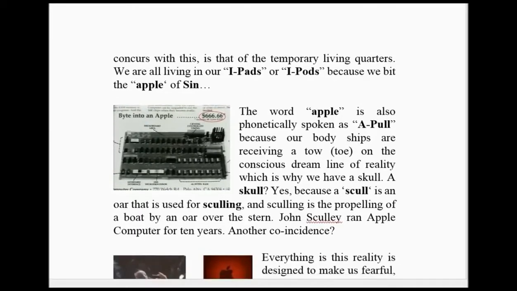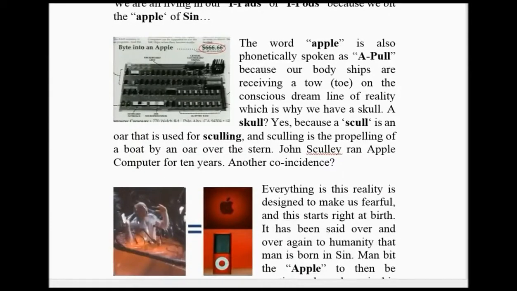The definition of pad that concurs with this is that of temporary living quarters. We're all living on our iPads or iPods because we bit the apple of sin. Now you see here on the left that the original Apple computer sold for $666.66. Not a coincidence, folks.